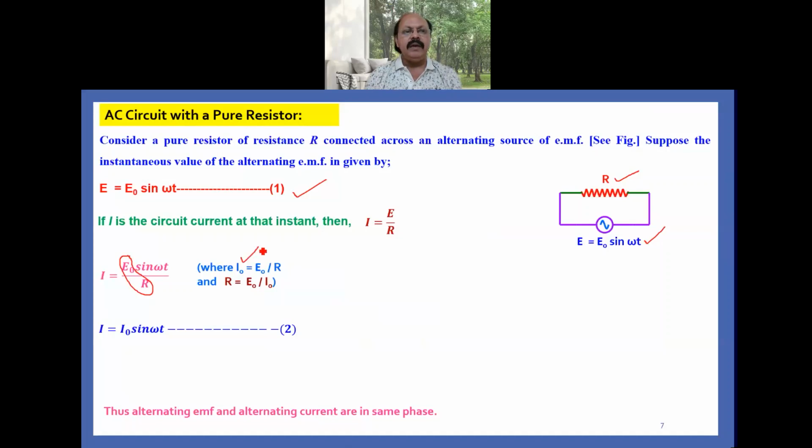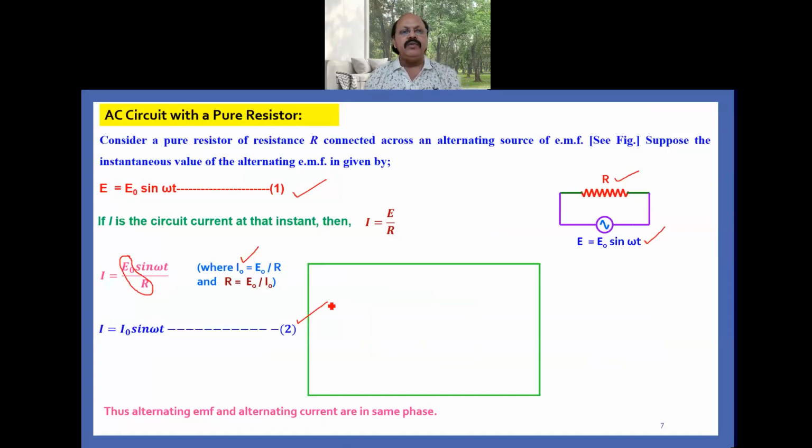Then the equation becomes I equal to I naught sine omega t. Mark this equation number 2. Now we compare equation 1 and 2. From equation 1 and 2, what do we conclude? Alternating EMF and alternating current are both in the same phase. So when an AC circuit contains only a resistor of resistance R, we say that alternating EMF and alternating current are in the same phase.